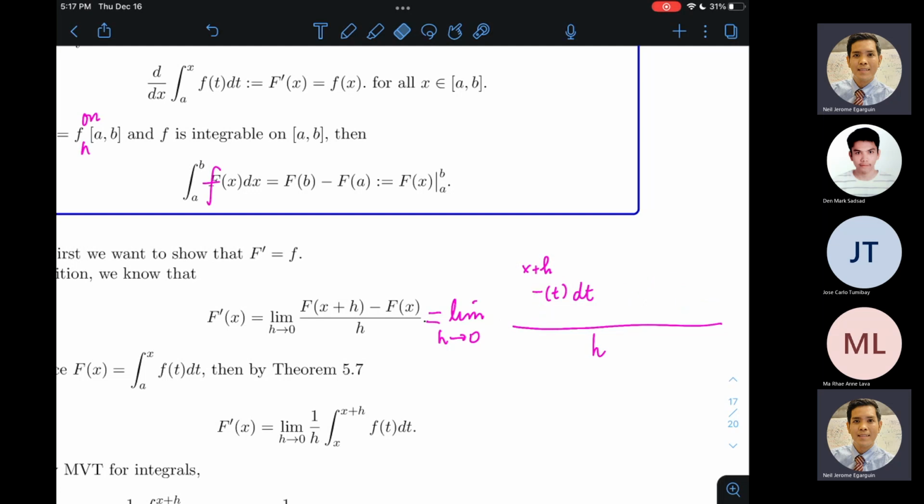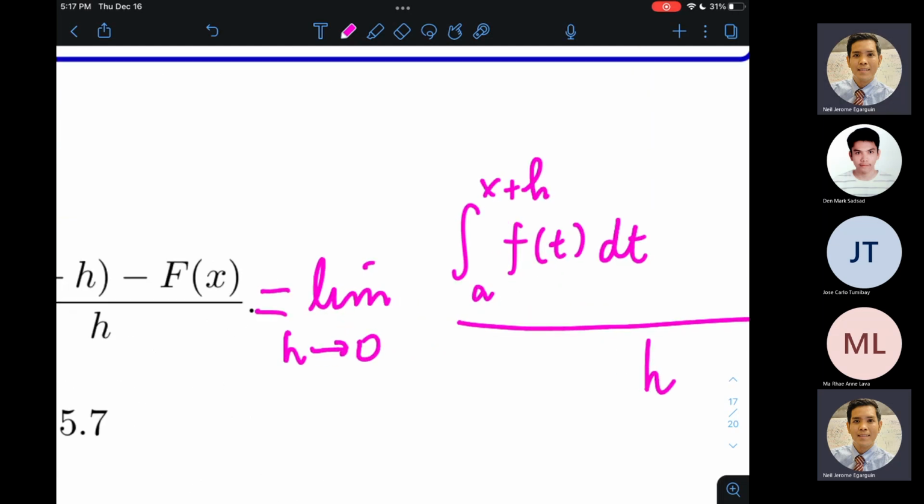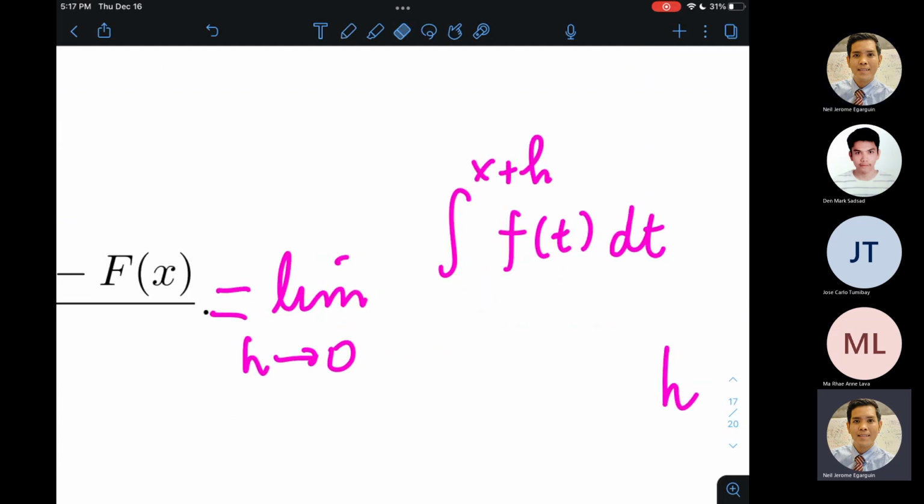Maging integral na lang siya from, ang daming nabura. Okay, ayaw niya talaga magpabura ng solo.